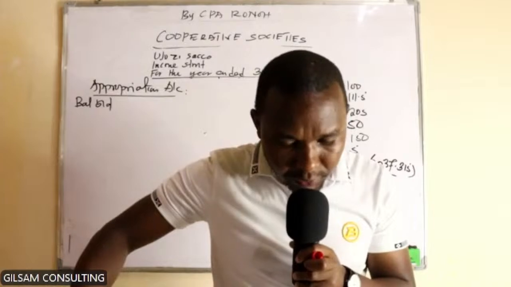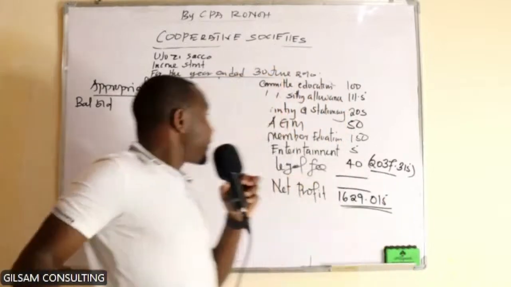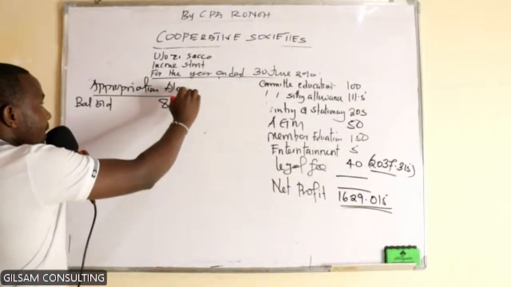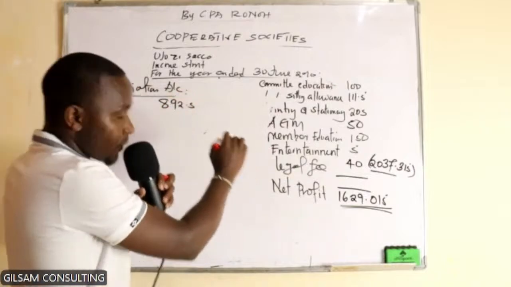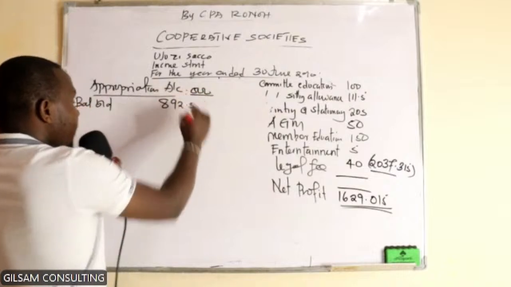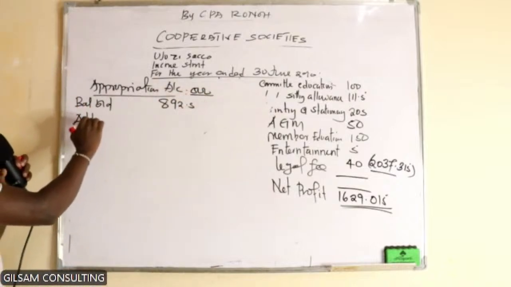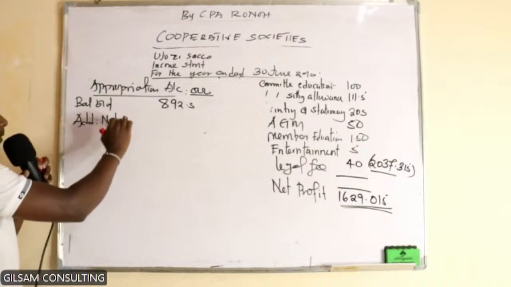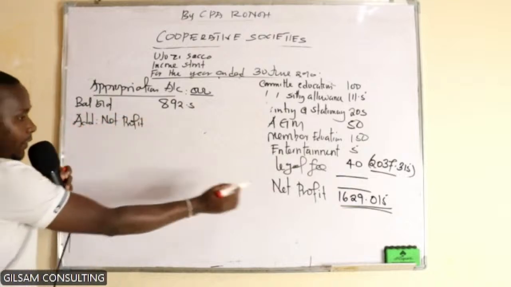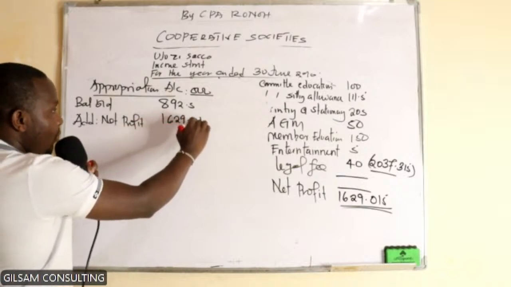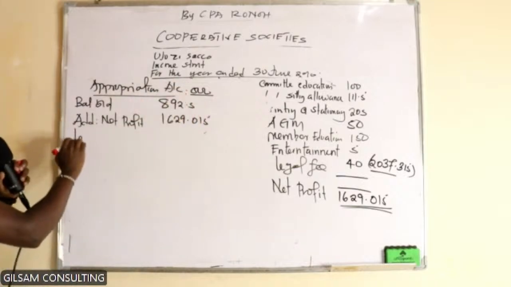Appropriation account 892.5. They are in thousands, so make sure to show here it is in form of thousand. And then we add back the net profit. Our net profit is 1629.015.